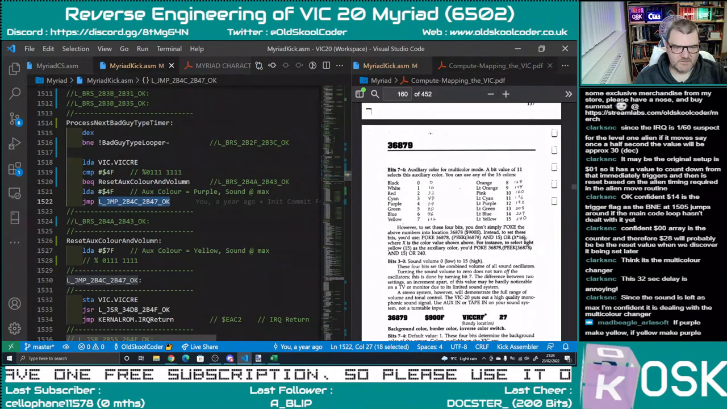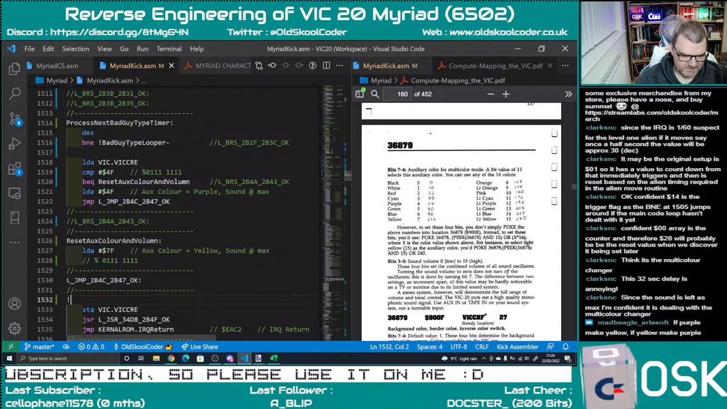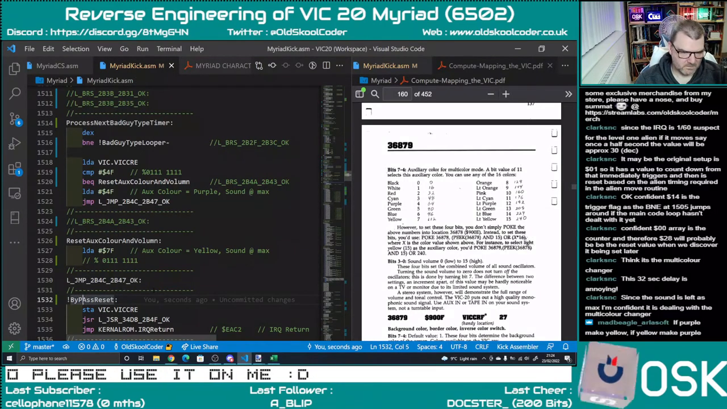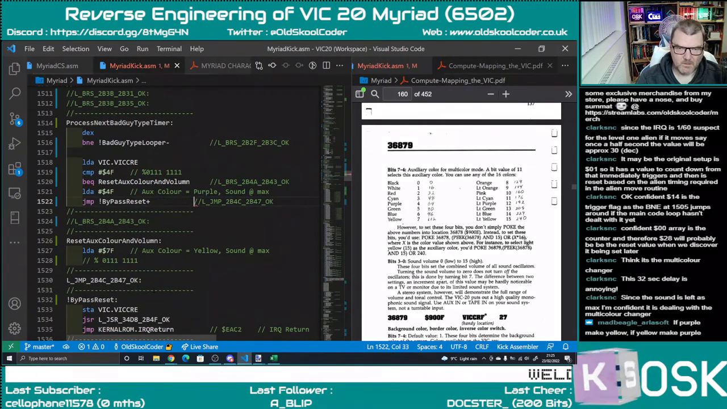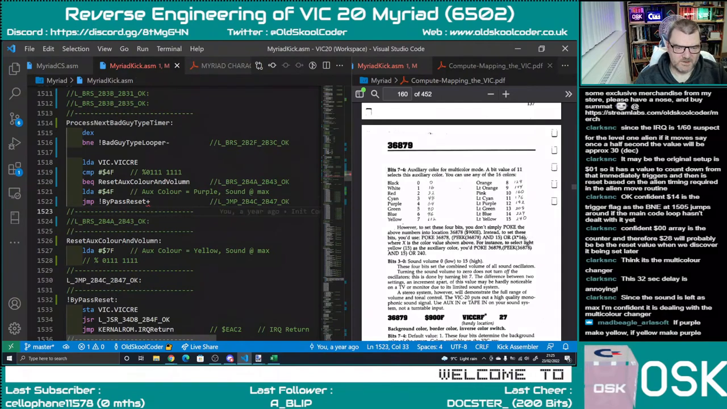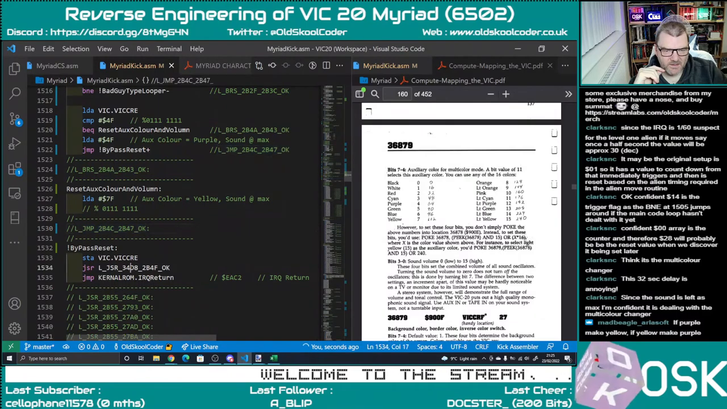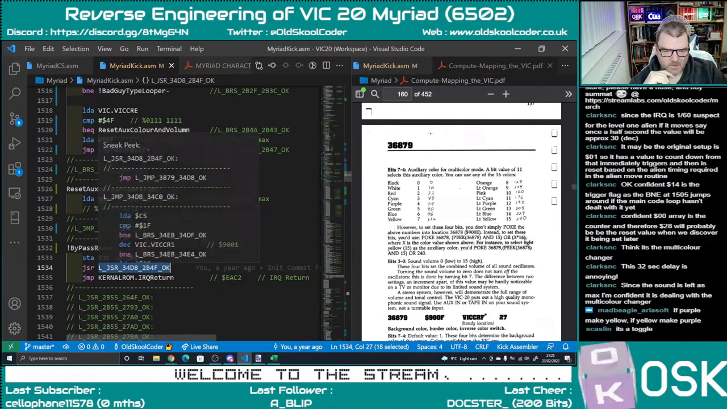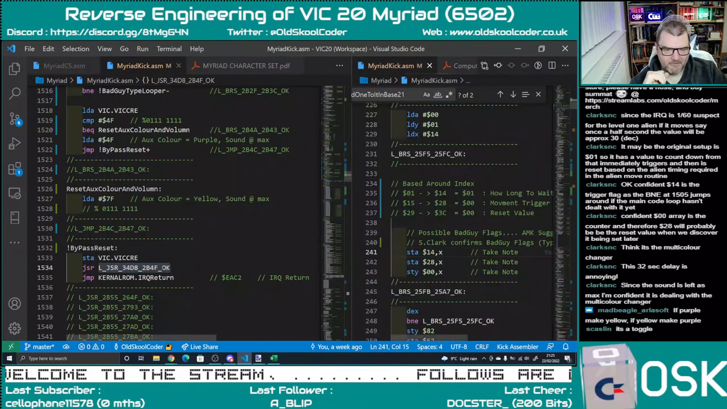This is effectively bypassing the reset. So we will call this bypass reset. Bypass reset, so we can get rid of that. So that's setting it back. So then you're doing something. Oh, and then you're jumping somewhere else. Okay.